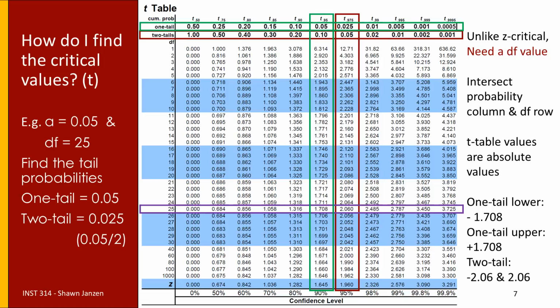If you're doing an upper one-tail test, we're going to have a positive 1.708. Let's switch gears to if we're doing a two-tail version. Two-tail version, we're going to find where alpha is 0.05, and I'm going to go down to where we have the degrees of freedom equal to 25, and it intersects at 2.060. Now again, I said this is in absolute terms, so that means it's at a negative 2.06 and a positive 2.06.